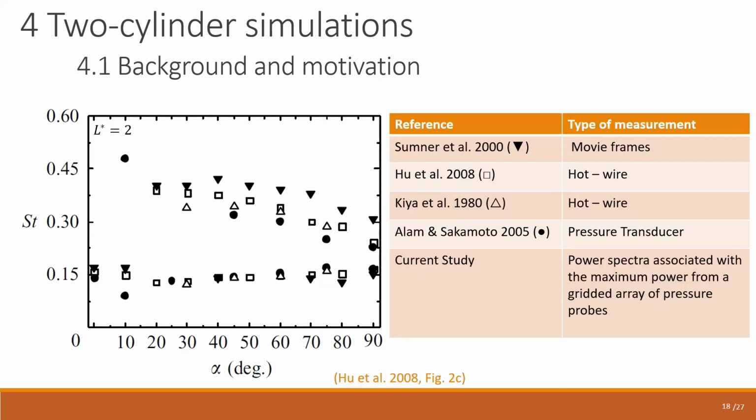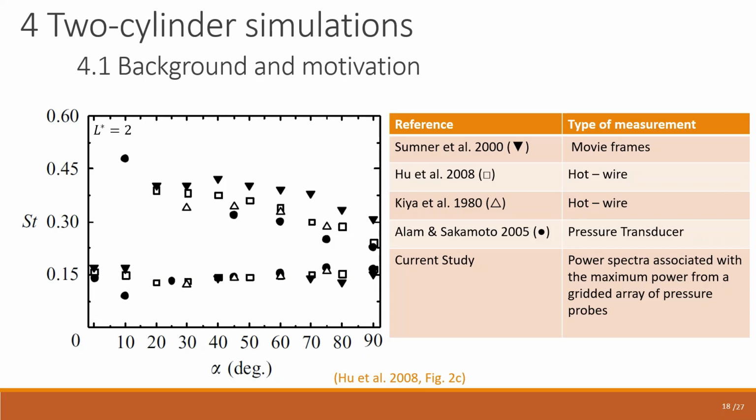Because of the complex nature of the flow past the 2-cylinder configuration, often the first and second peaks of the power spectra are taken as the Strouhal number. In the figure on the left, we see 2 Strouhal numbers for each of the experiments. You can see that there is some variability in the results. This can come from a large variability in the method of measurements for each of the experiments.